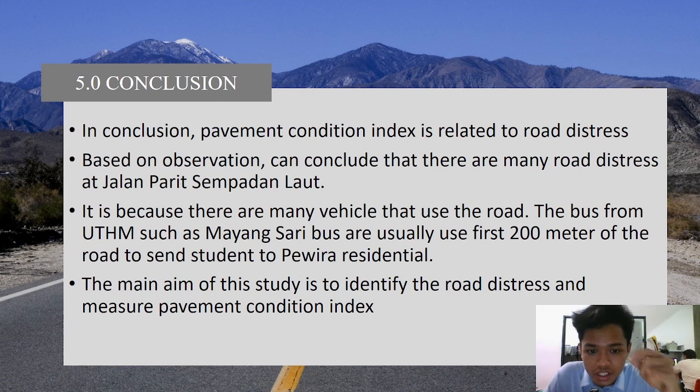For our observation, the buses from UTHM such as Mansari usually use the first 200 meters of the road that we used for the report. From the observation of this 200 meters, there are so many road distresses there. It is because the bus is used to send students to Perwira Residential.